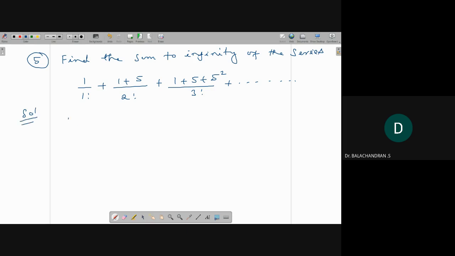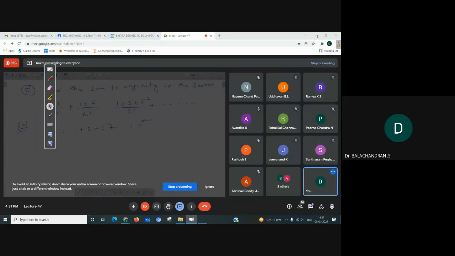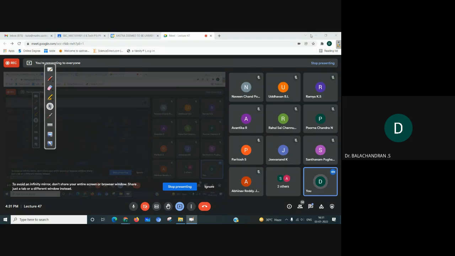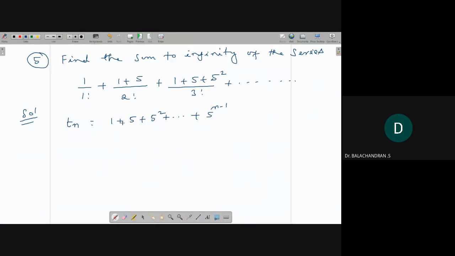So I need the nth term. So what is the nth term? 1 plus 5 plus 5 square plus up to what? 5 power n minus 1. Yes, n minus 1, divided by n factorial.